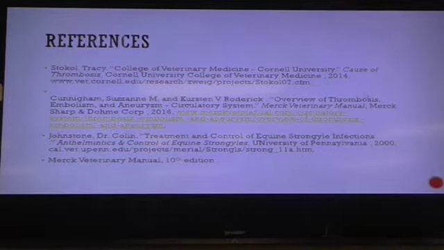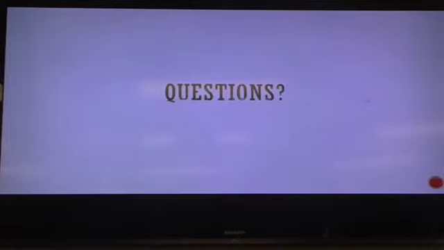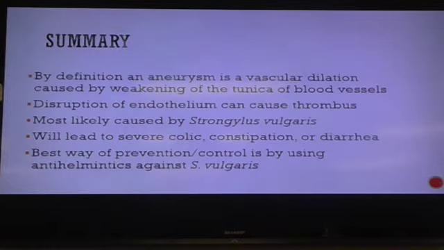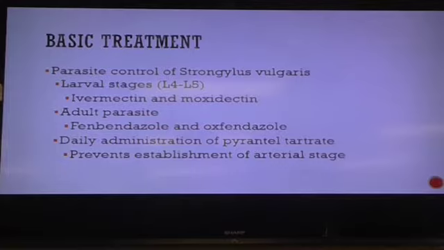So these are our references. Do you have any questions? Yes. Just out of curiosity, the treatment options that you listed, are any of those off-label? She said, are any of the treatments that we chose to use off-label? No.